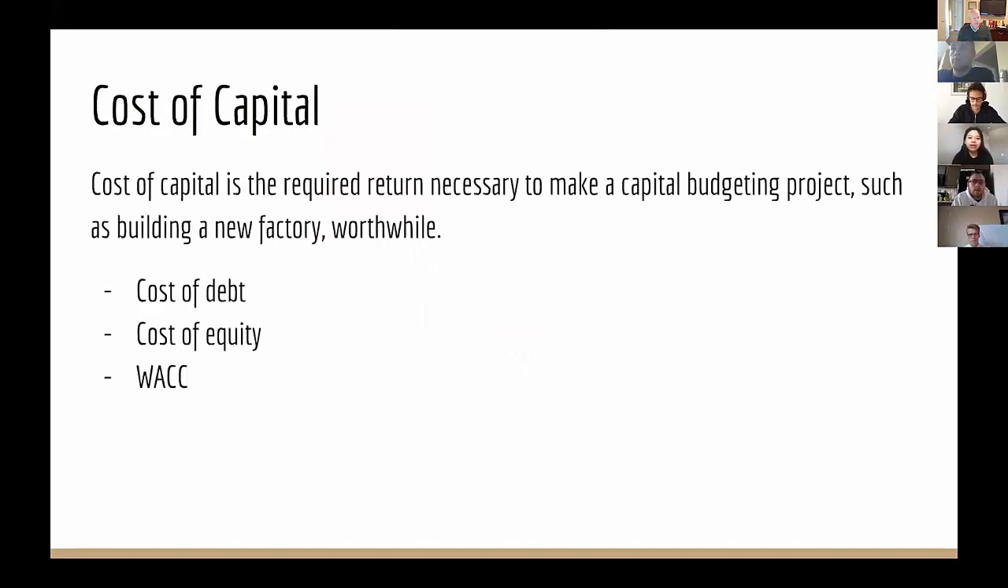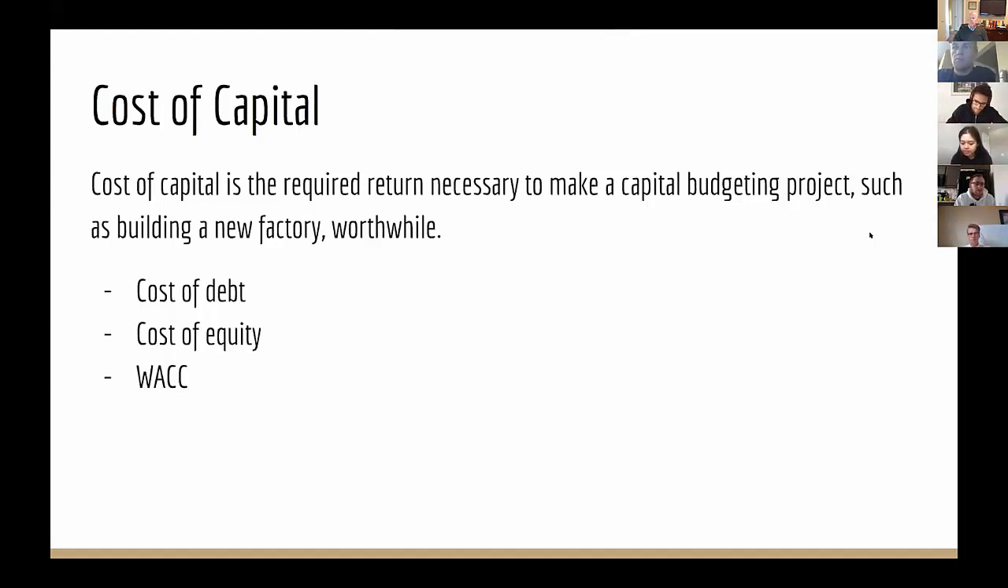So cost of capital, the Investopedia definition for it is the required return necessary to make a capital budgeting project such as building a factory worthwhile. So right off the bat, you can tell that the definition is almost the same as the required return. And there are multiple factors. First one is cost of debt, which is how much the creditor will charge for the given loan.